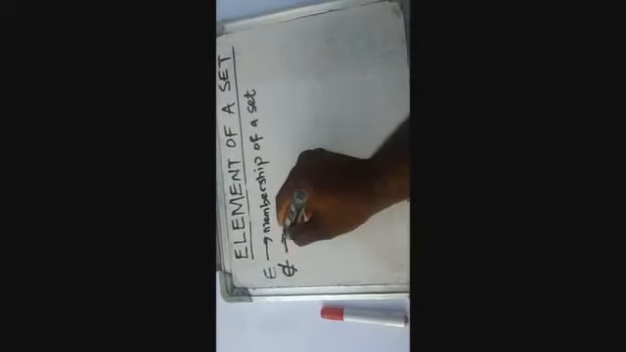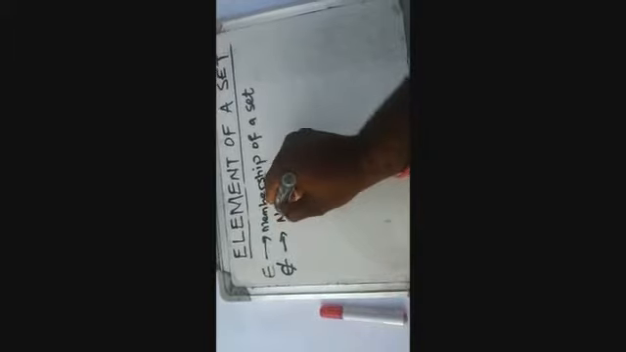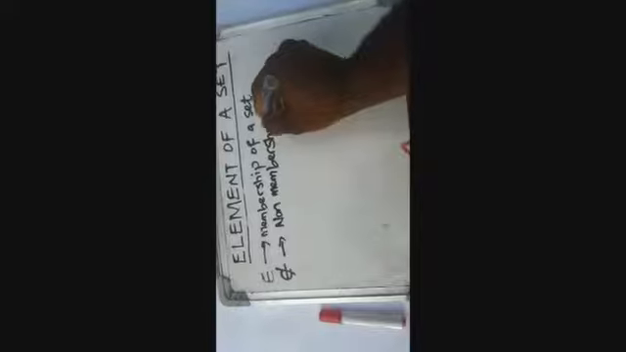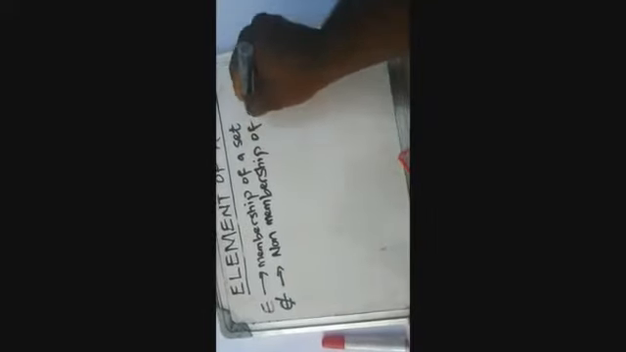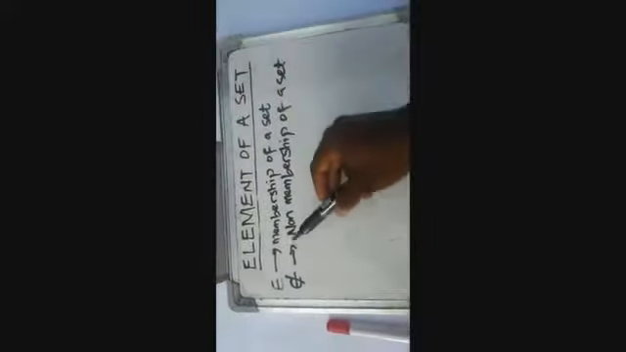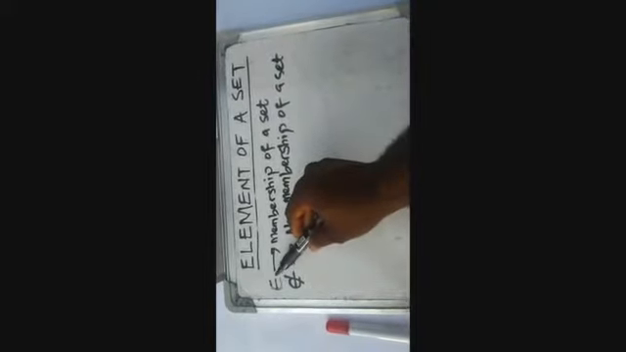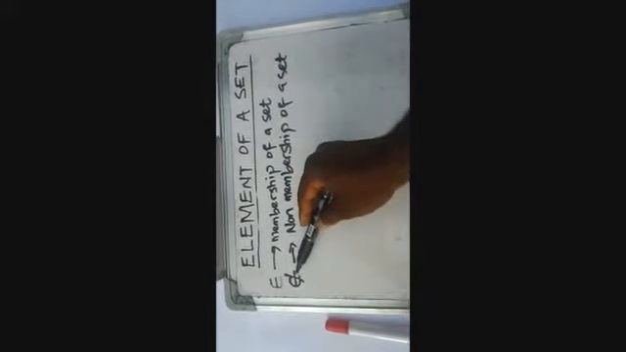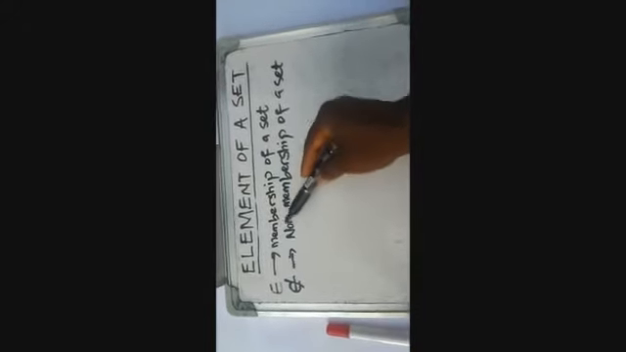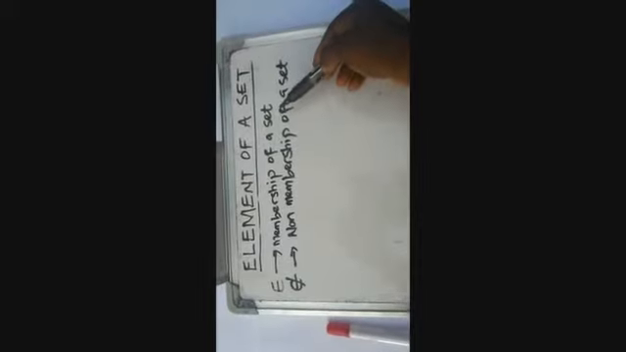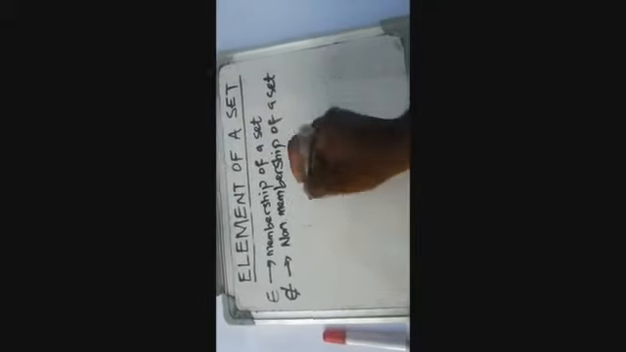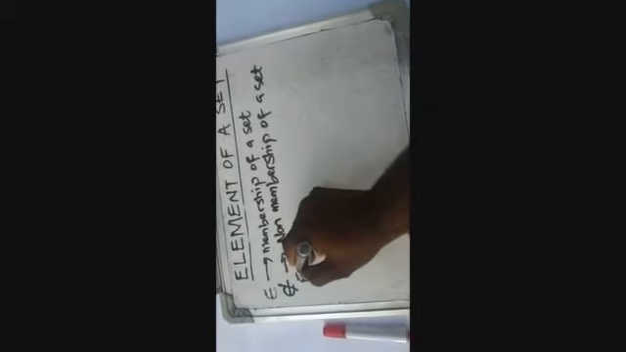Why this symbol is used to represent non-membership of a set. So we have this symbol, like a letter E, representing membership of a set, while this symbol is representing non-membership of a set.